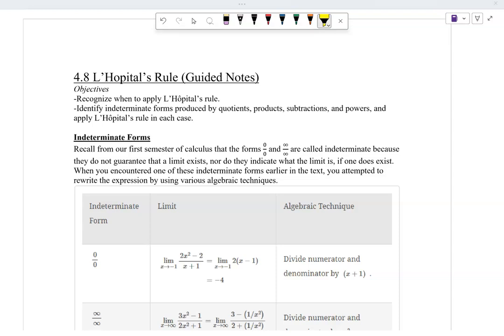Hey, welcome back to your favorite calculus class. We're going to take a look at L'Hopital's rule. It's a rule we need before we get into improper integrals.